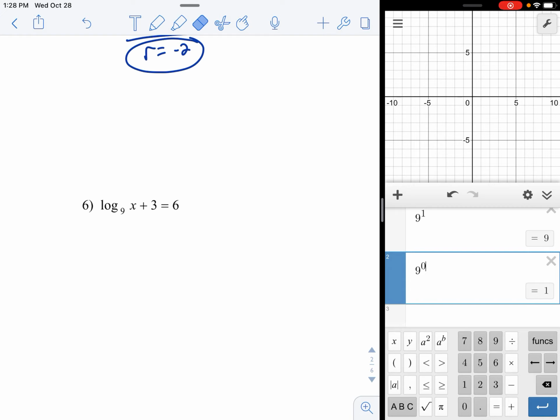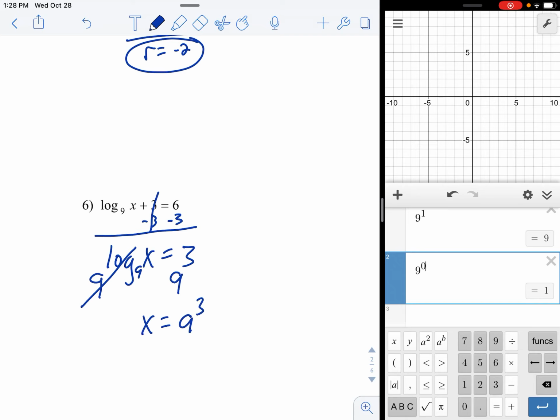That means that 3 is not part of the logarithm. It's not part of the argument. So the first step I need to do on this problem is subtract the 3 to move it over to the other side. So that 3 and 6 are essentially like terms, and you have to combine them. Now I can drop the base 9 again, coincidentally. They're not all base 9s. And I get x equals 9 to the third power.